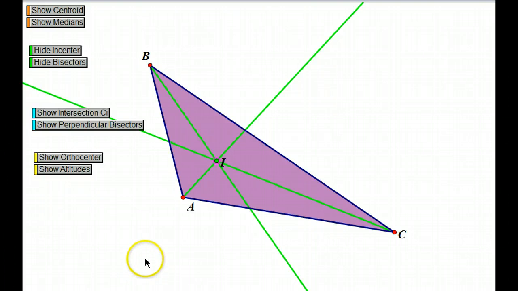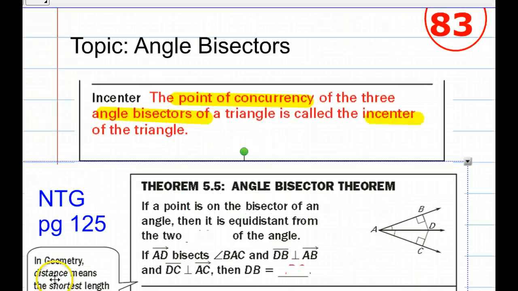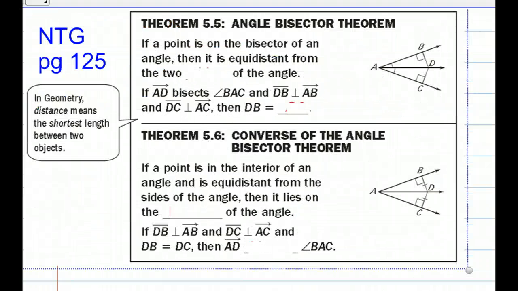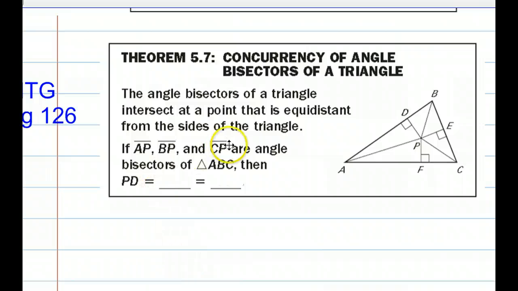Let's look at the properties of an incenter, which is the point of concurrency for the angle bisectors. If I have a circle with the incenter as its center, and that circle is contained entirely inside the triangle, then that circle is called an inscribed circle, and the center of that inscribed circle is the incenter. So the notes on page 83 talk about the points of concurrency of the angle bisectors. And it says that the incenter is equidistant from the sides of the triangle.